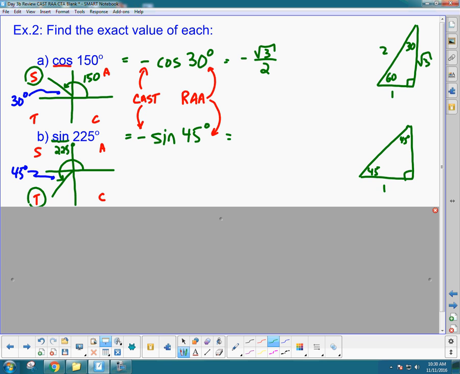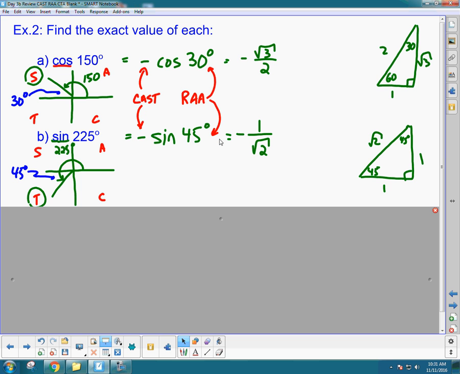We get that, and this is 1, 1, root 2. And so I look for sine. It doesn't matter which 45 I use, the opposite over the hypotenuse is going to be 1 over root 2, except this has a negative in front of it. And I can check that.